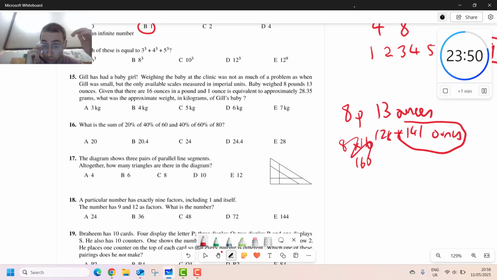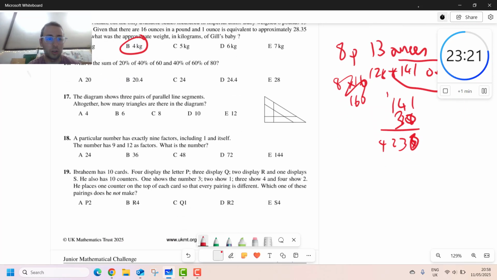1 ounce is approximately 28 grams. So 141 times 20, I could have done it times 30 to be honest, so let's do it times 30. So that's 4230, so it's about 4 kilograms. Ooh, I'm not sure about that.